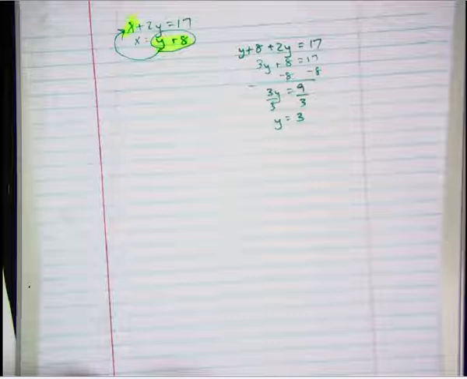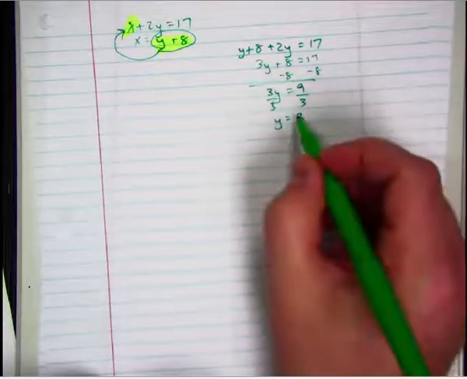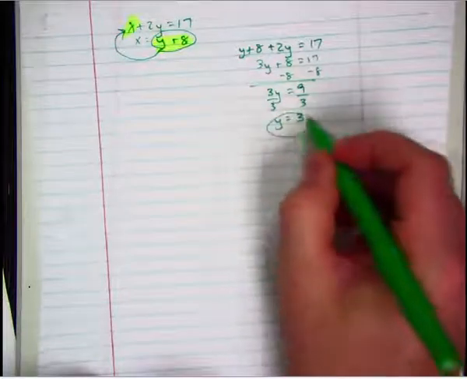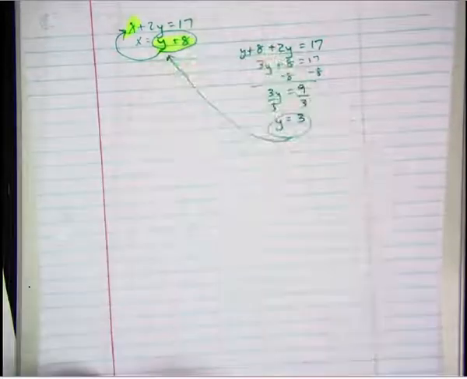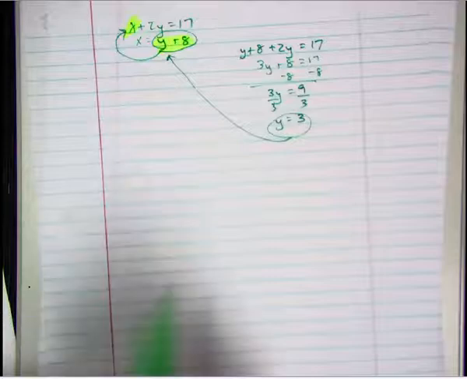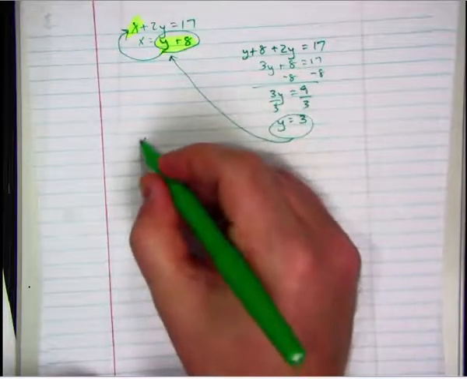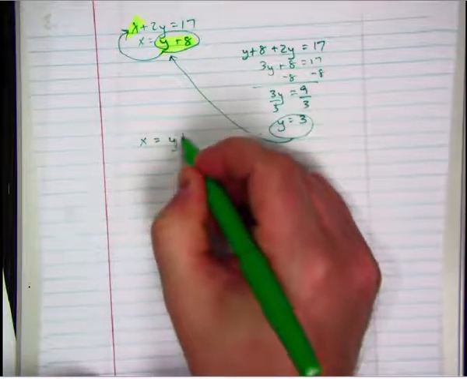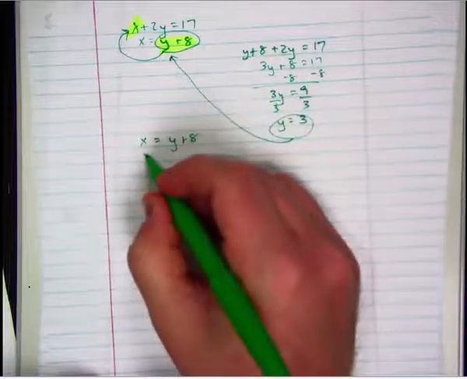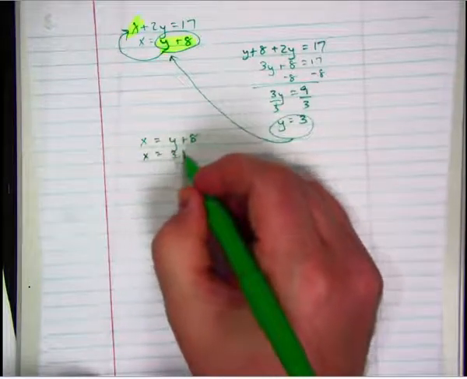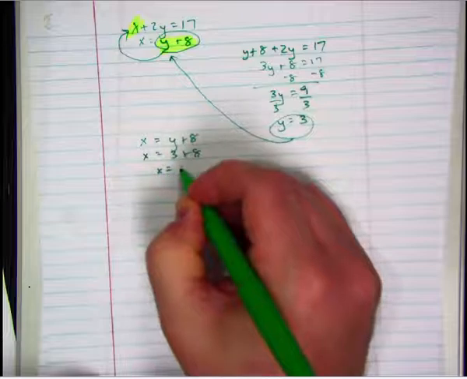Now, because I'm solving a system, remember I need both x and y, so I'll take this y value and plug it into one of the equations. It really doesn't matter which one. This one seems easier though. I had x equals y plus 8, but now I know that y is 3. So x equals 3 plus 8, which means that it equals 11.